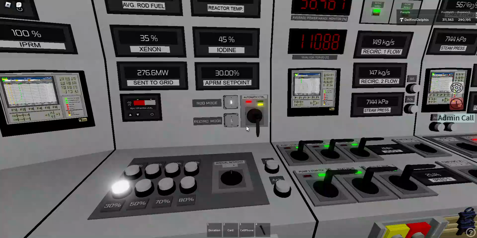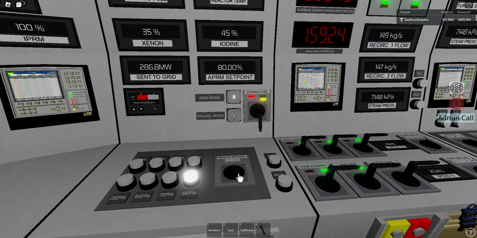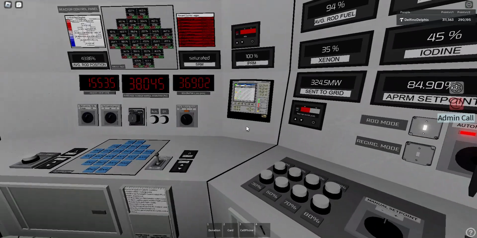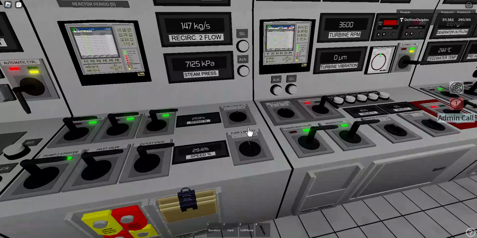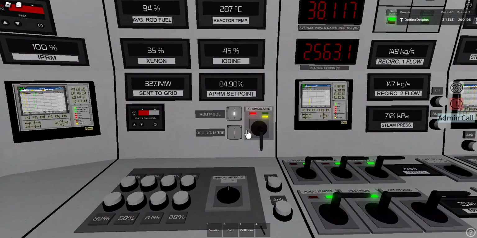So as I said, we need about 85% of power. This is just a rough estimate. You don't really need to know exactly, because you will correct it later. And now I don't want to move the rods. I want the auto control to use the recirc. So this is how I do it.